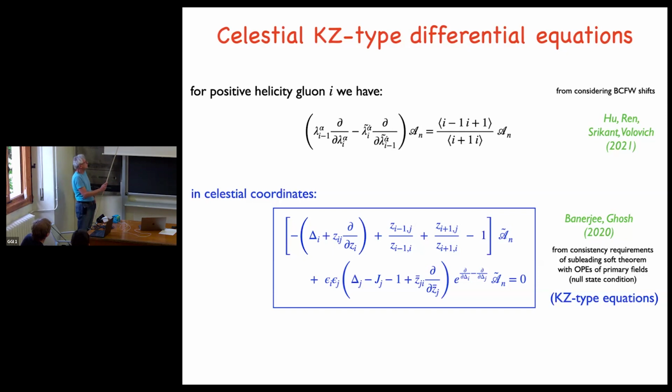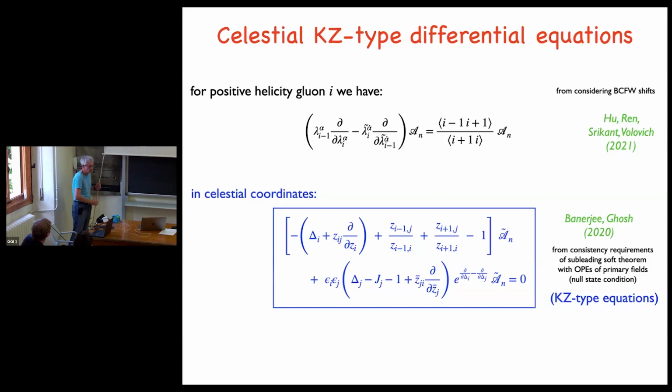In other words, the way this differential equation was found, it was before this: I looked at consistency conditions of celestial operator product expansions and derived some null state condition. You know from conformal field theory, null state conditions. You consider a correlation function with a null state, which is a combination of some Virasoro operators making it zero, and that gives you a differential equation. Setting up a similar null state condition gives you this differential equation.